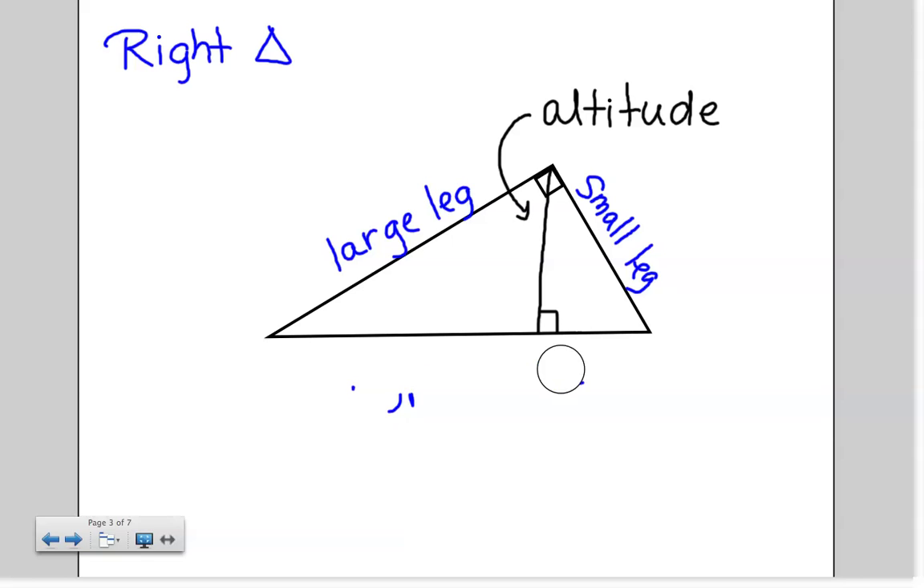So instead of calling the bottom the hypotenuse, let's call it the base. Because I have my altitude drawn in there, my base is now split into two different parts. Since one is larger than the other, I'm going to call one part the large part, and I'm going to call the other one the small part. So now let's use all of this information to find the geometric mean of the triangles.